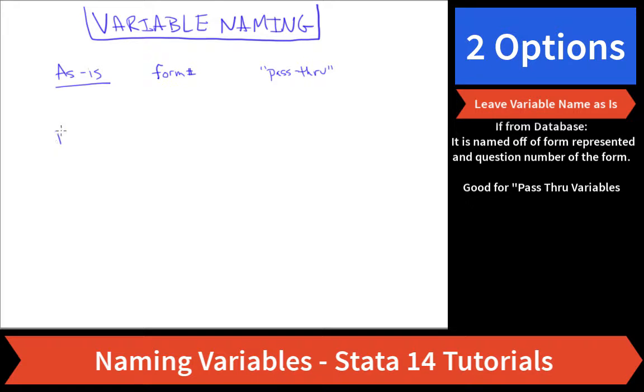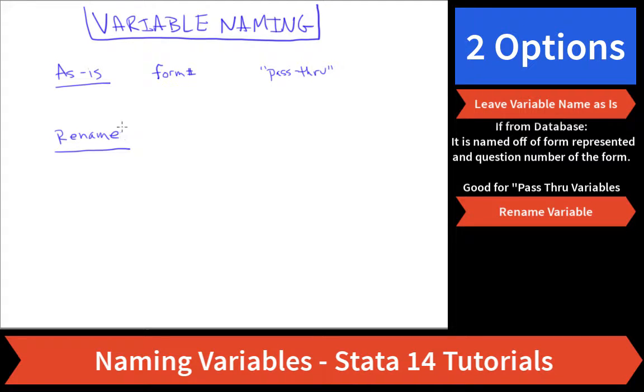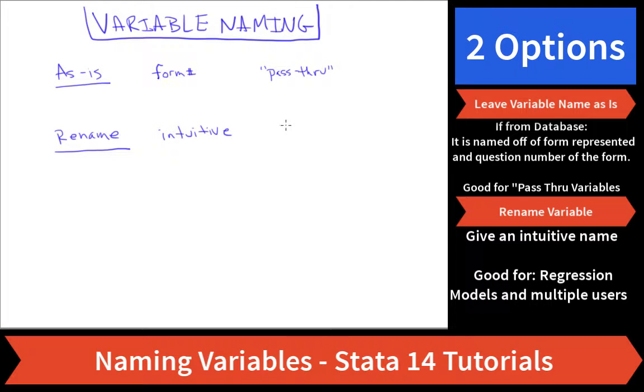The other option is that you want to actually rename the variable. If you're going to do that, you're going to want to give it an intuitive name, not a name just based on the form, which is usually somewhat random. And you're going to want to do this if you're going to use it in regression models, or especially if there's going to be multiple people using it. In other words, they're all going to want to understand what these variables mean.